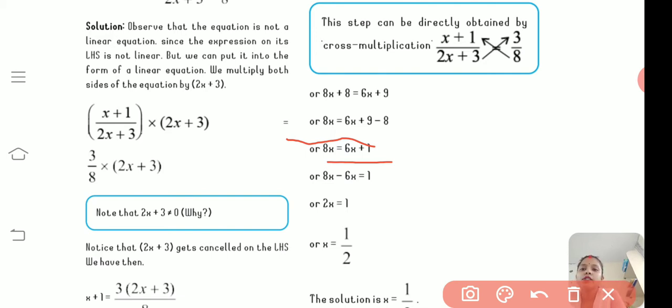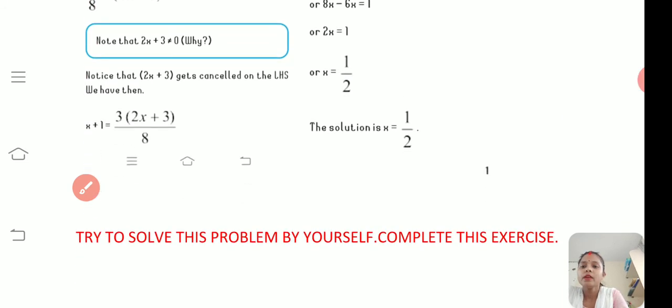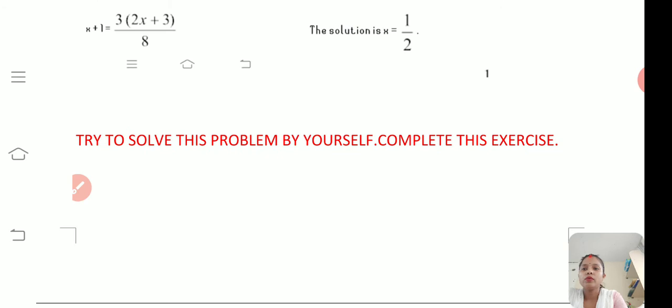Now we will transpose 6x to the left hand side. After that, 8x minus 6x is 2x, which equals 1. The 2 is in multiplication with x, so when we transpose it, it will go in the denominator. So the value of x is 1 by 2.